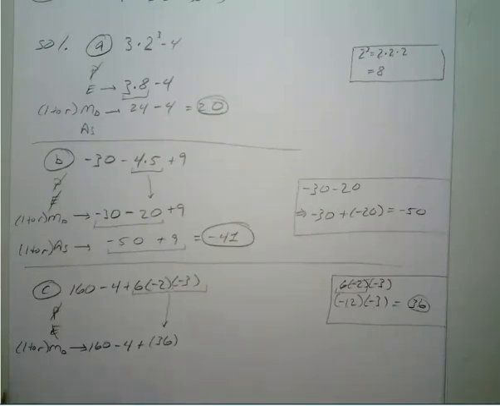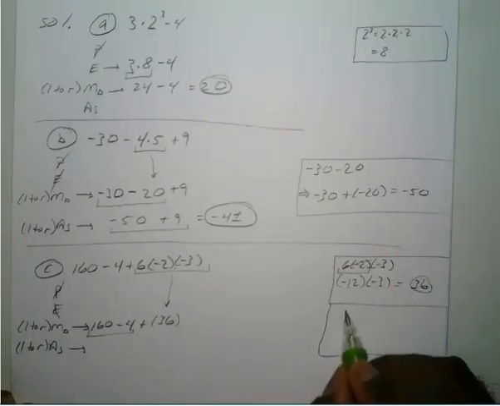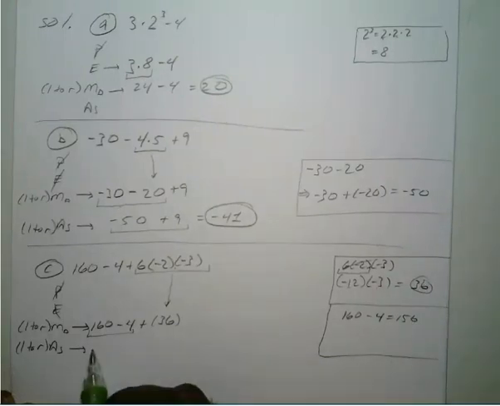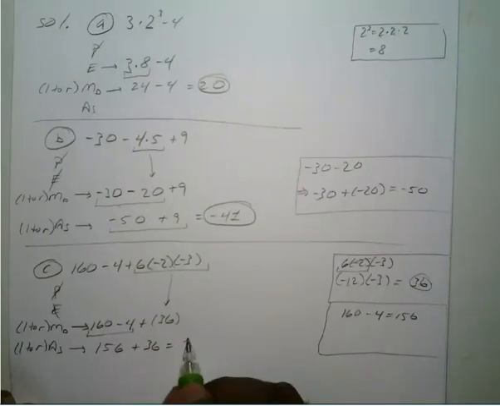Now we do our addition or subtraction from left to right. So starting from left to right, you have 160 minus 4, which is 156. So we have 156 plus 36, which is equal to 192.